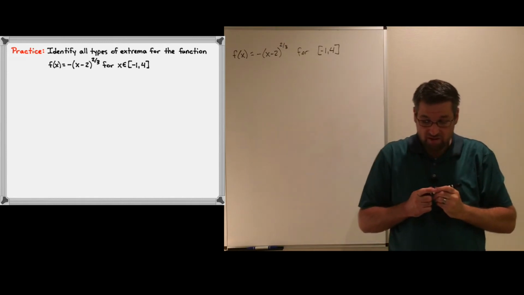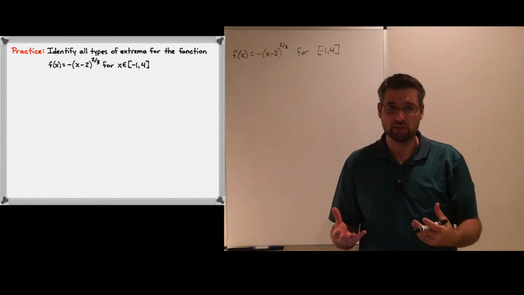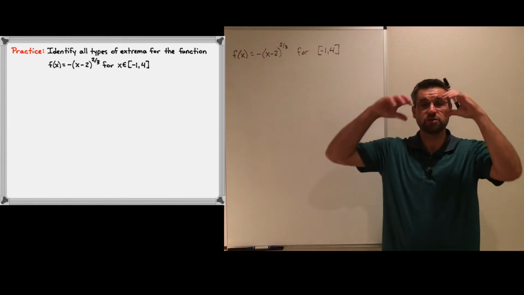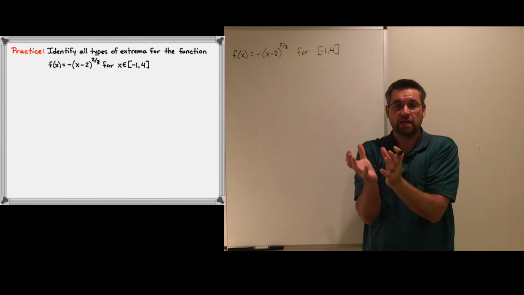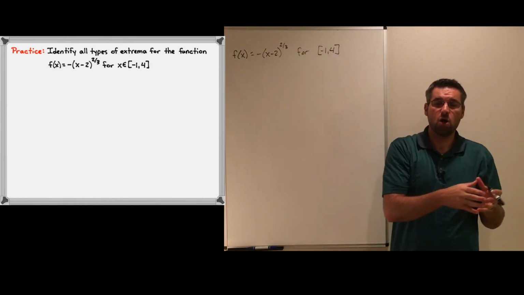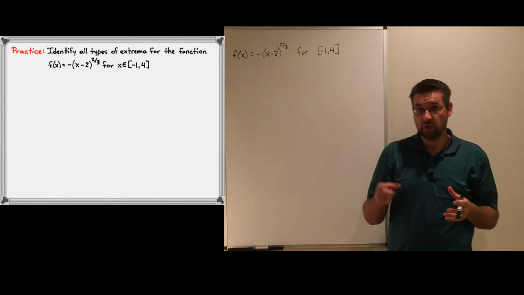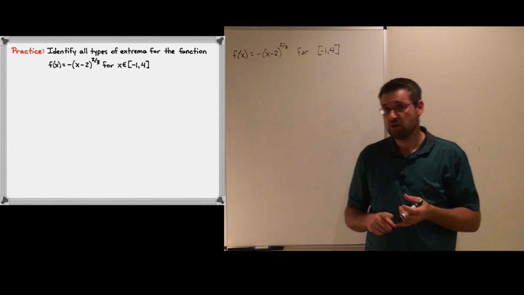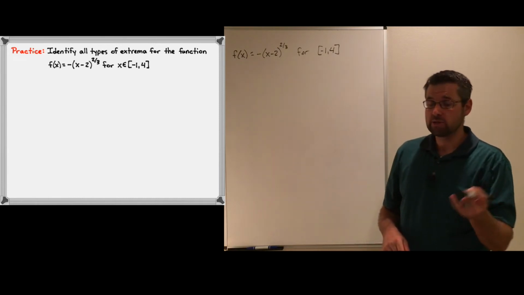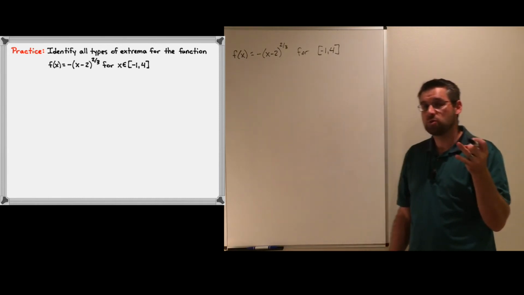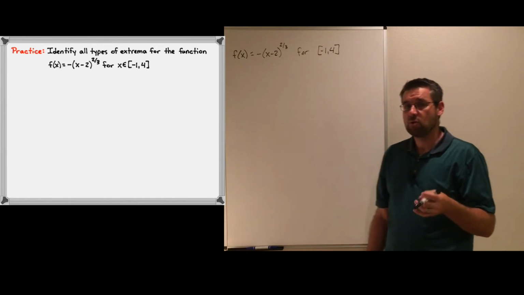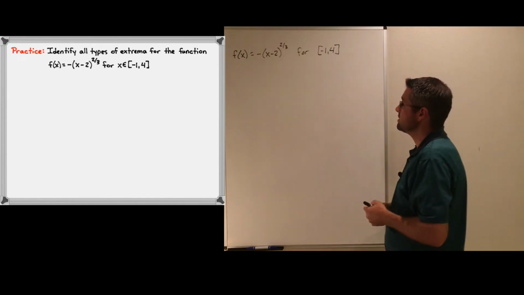Well, the point of today's lesson is critical points. And what are critical points? Critical points are candidates for when extrema occur. We cannot find extrema unless we first find critical points. So again, there's 3 types of critical points. The first ones are at endpoints. The second ones are when the derivative is equal to 0. And the third ones are when the derivative does not exist.